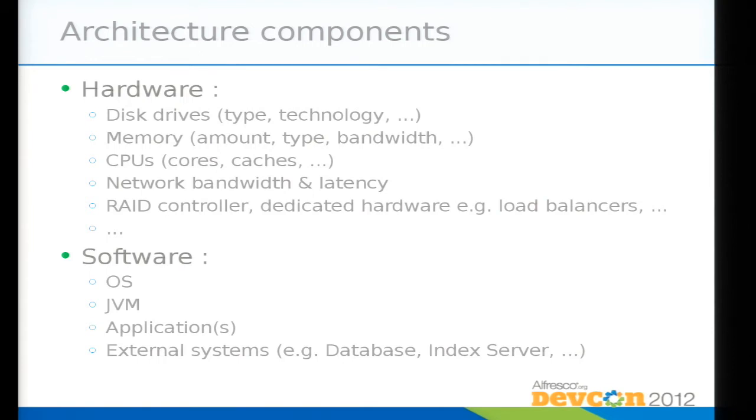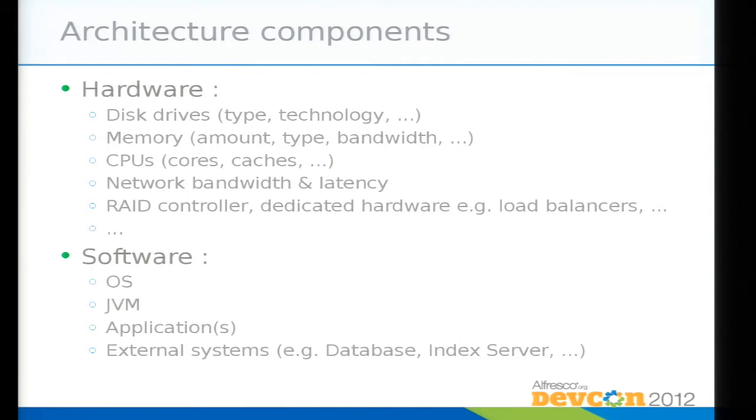You have the network bandwidths and the latency of the actual network between the clients and the servers and between the different elements of the actual infrastructure. And you have some extra stuff, maybe a RAID controller if you're using a SAN or a dedicated RAID controller in your server, some dedicated hardware, load balancers, all that sort of stuff.